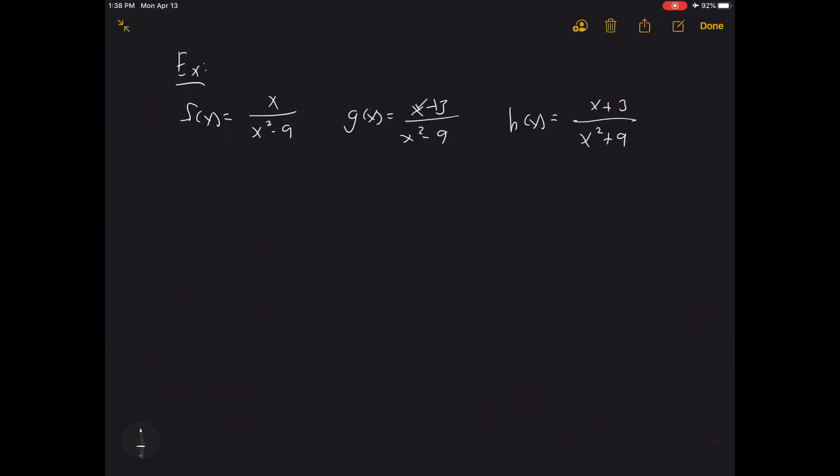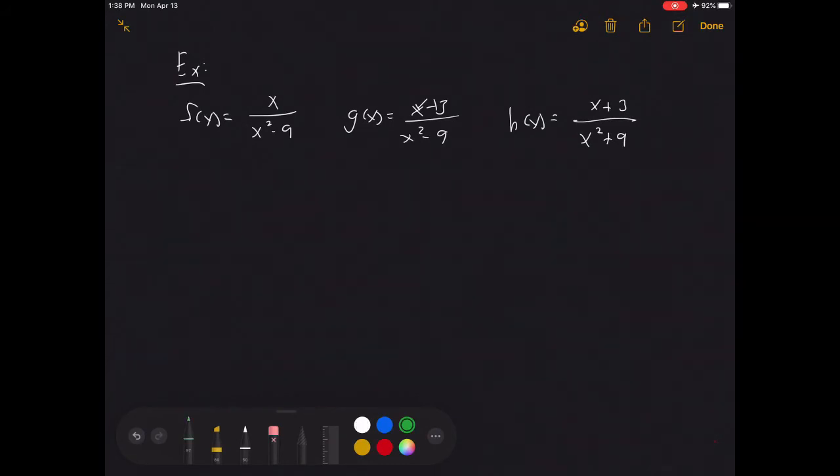So let's go ahead and do an example. And we're going to do 3 problems. A couple of these should probably look familiar. f of x equals x over x squared minus 9. g of x we'll say is x plus 3 over x squared minus 9. And h of x we'll say is x plus 3 over x squared plus 9.